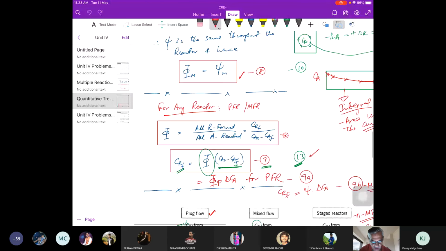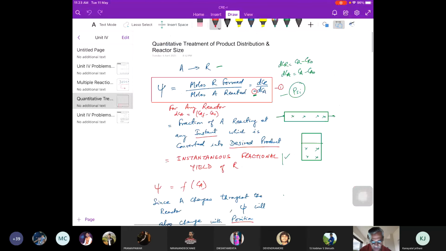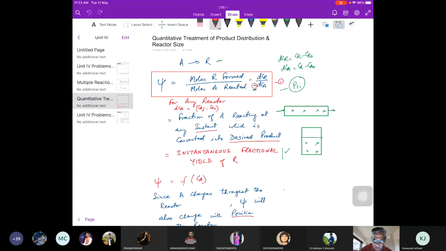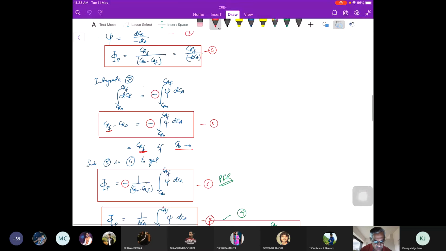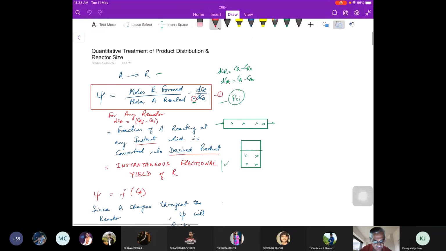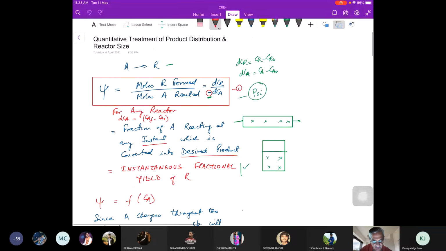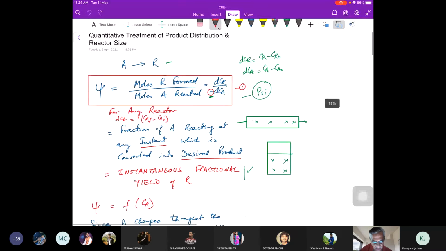Quantitative discussion. So that was qualitatively क्या कर सकते हैं? But ultimately we want to calculate conversion and yield, right? कितना बनता है? So that is quantitatively how do we handle it?